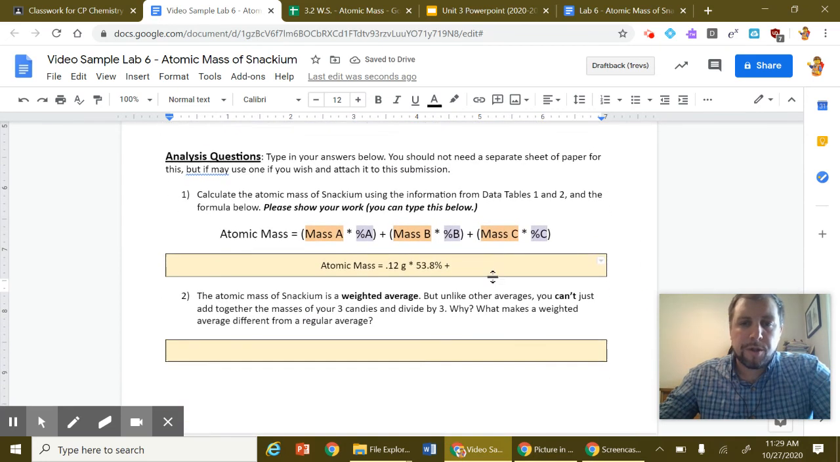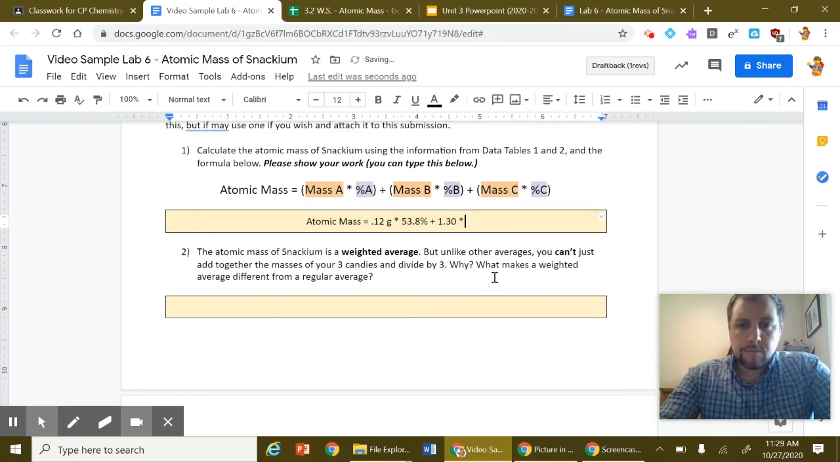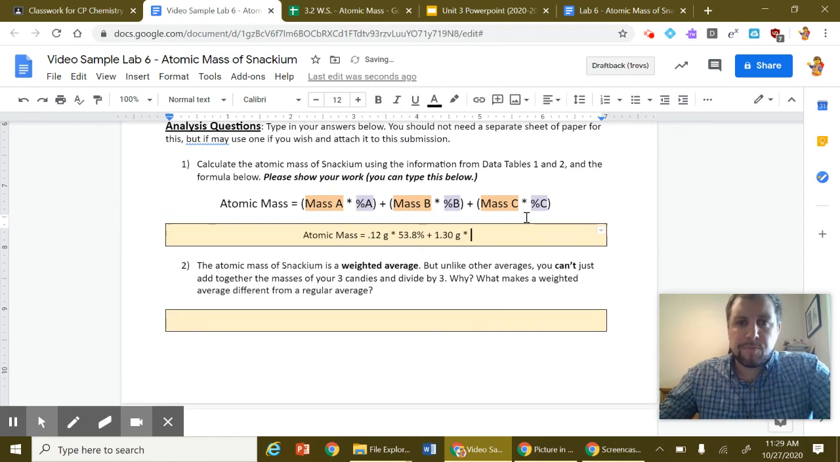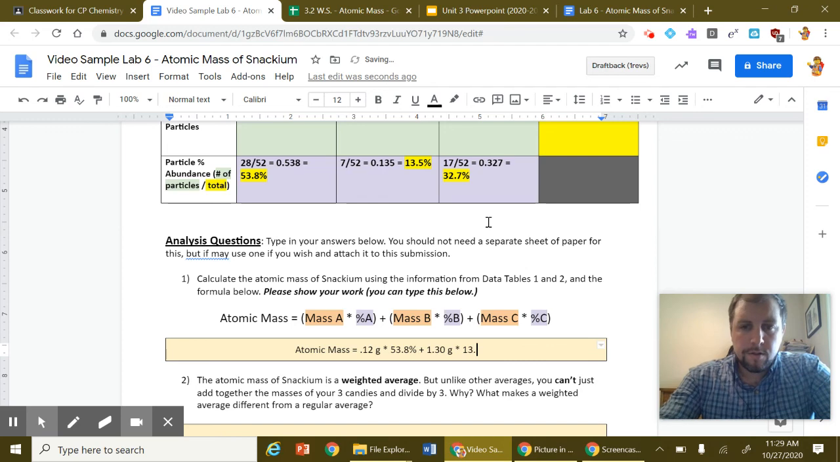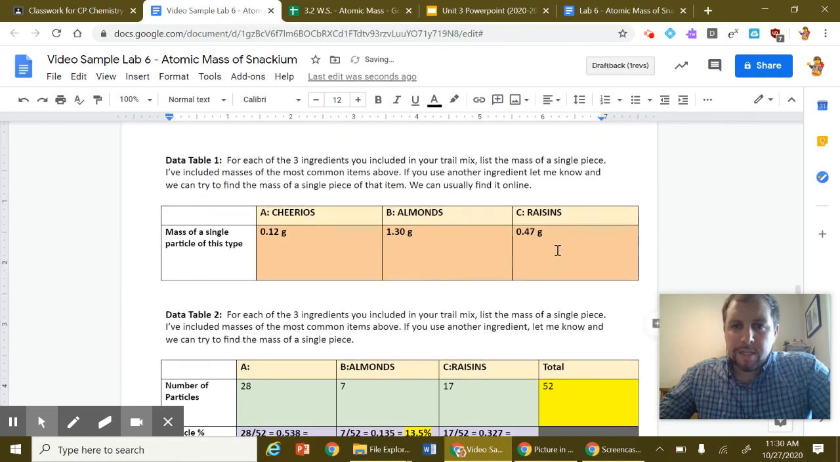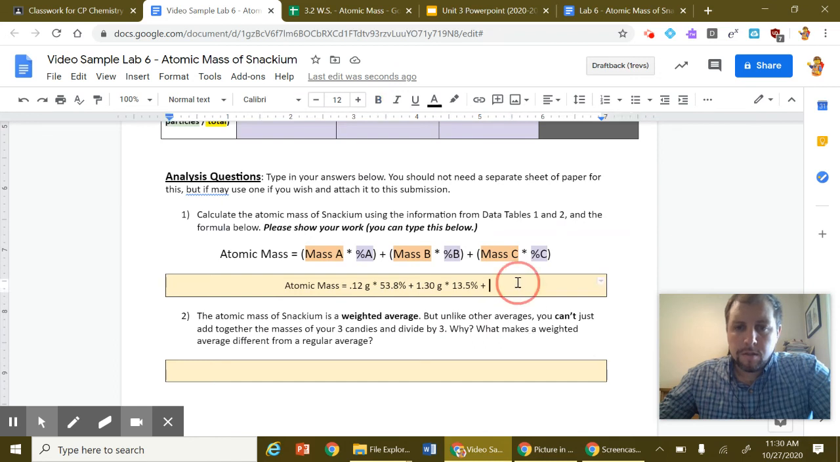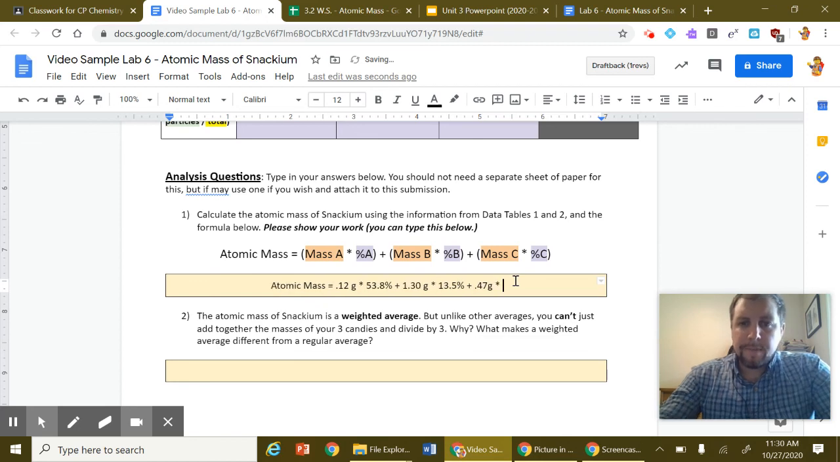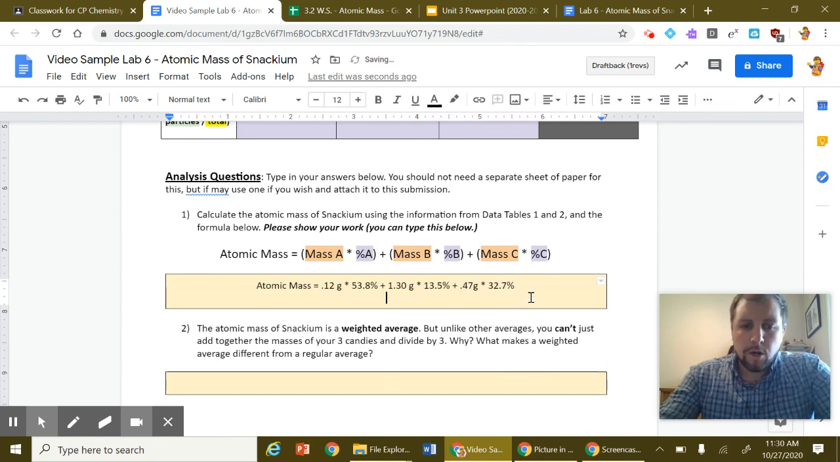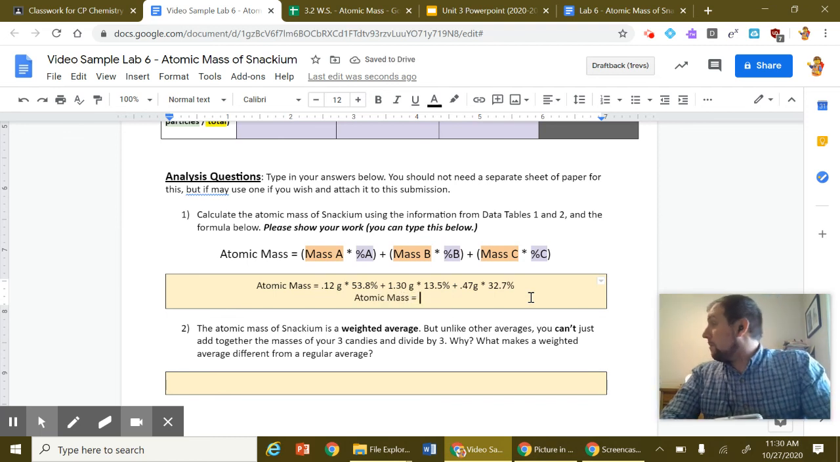So it was almonds, so 1.30 grams times its percent is 13.5. Plus the mass of the final isotope, raisin, its mass is 0.47 grams. Times its percent, which is 32.7%. Okay, cool. So the atomic mass equals, I can just plug that into my calculator.